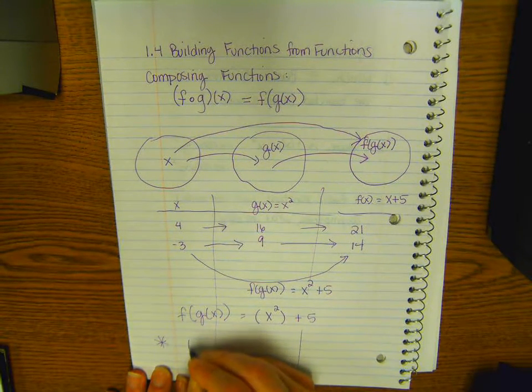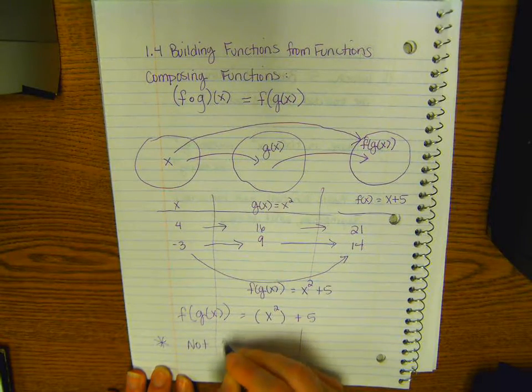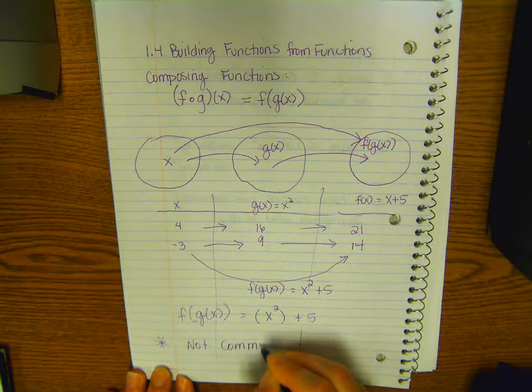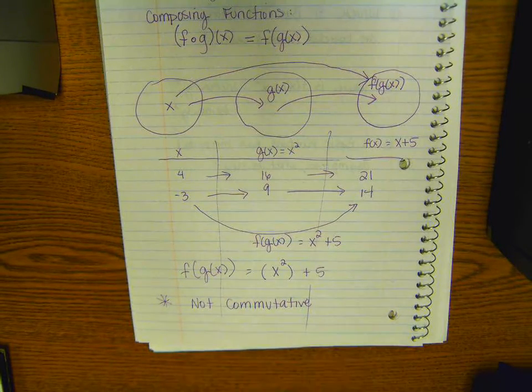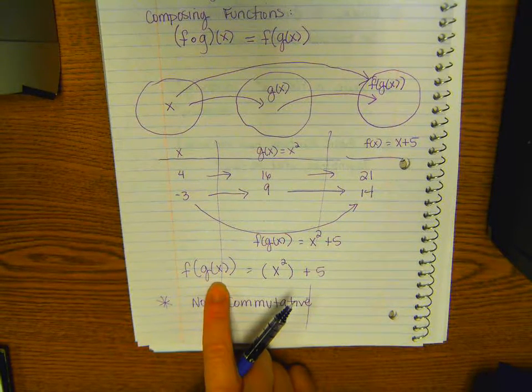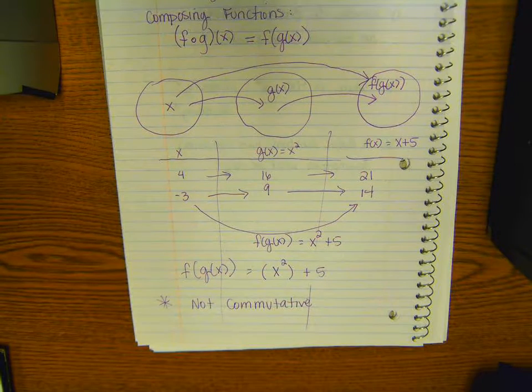Compositions are not commutative. This is not commutative. Remember that commutative properties that we've talked about in algebra? You can change the order and get the same thing. Compositions are not. So f of g of x does not necessarily equal g of f of x.